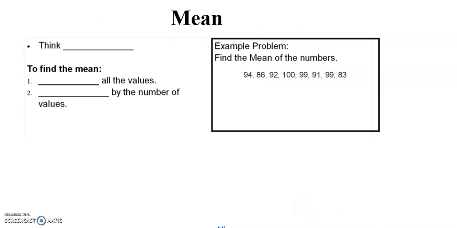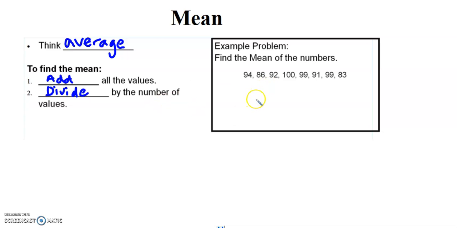So we're going to start off with mean. When we think of mean, we want to think average. So to find the mean, or to find the average, we need to add all of the values that we have together. So we're going to add them all up. And once we have them added, we are going to divide by the number of values that are in our set of data. So I'm going to show you an example of what that looks like.